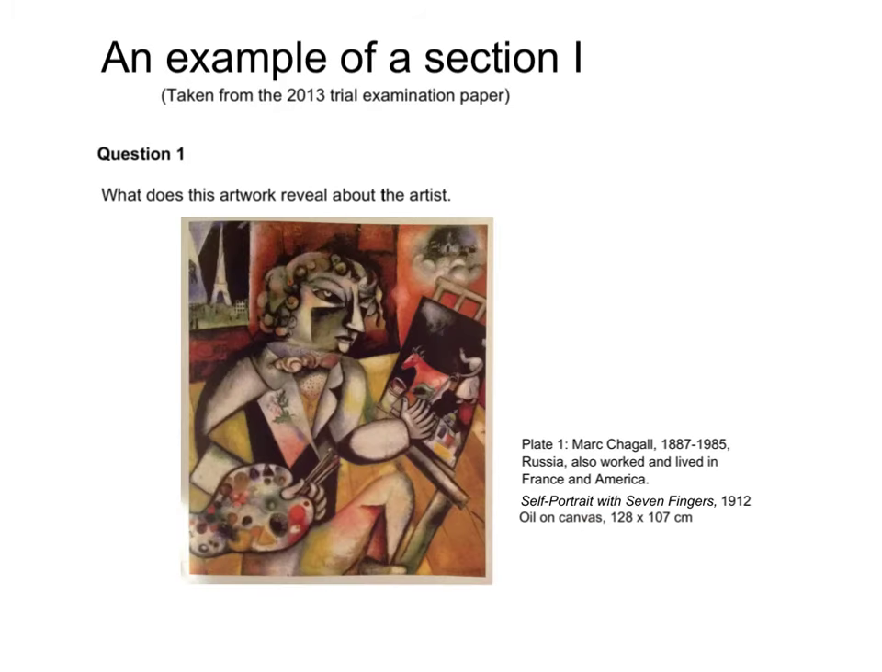Okay, so an example of Section 1, which is taken from the 2013 trial examination paper, asks you, what does this artwork reveal about the artist? Now, from this question, if we identify the key words, then hopefully you have picked up on artwork and artist. Therefore, the key area of content is the conceptual framework.